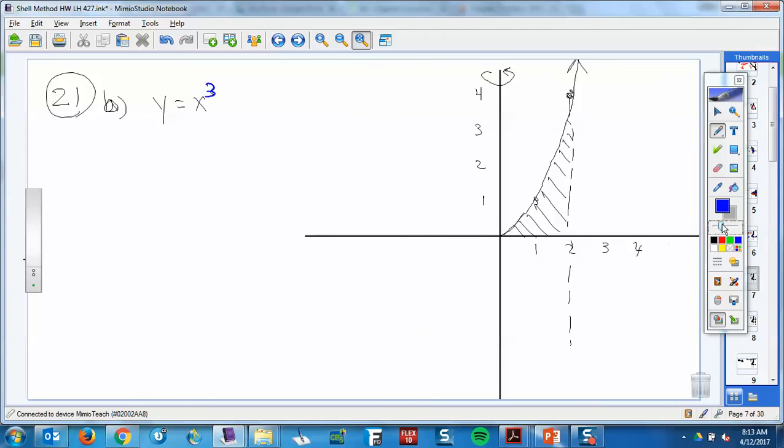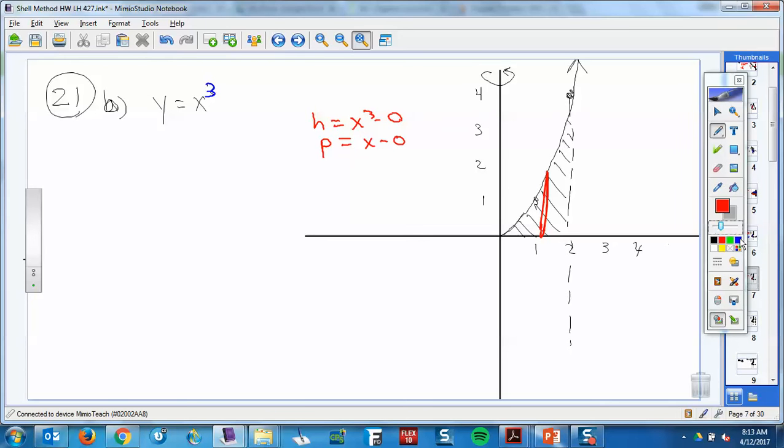Anyway, so on this one, what did you do here? Shell, or did you do shell on all of them? You did some, okay. So if you were going to do shell on this one, it'd be vertical, right? Because you've got a vertical axis. What was the answer on B? 64 pi over 5. So if you do shell on this one, h is going to be x cubed minus 0. P is going to be x minus 0, right?